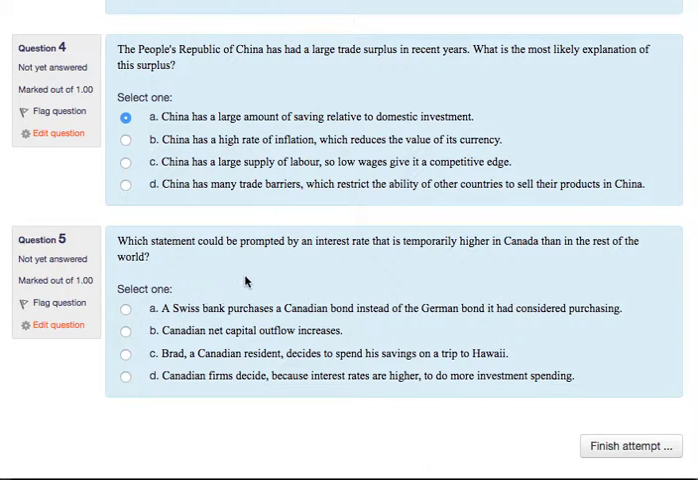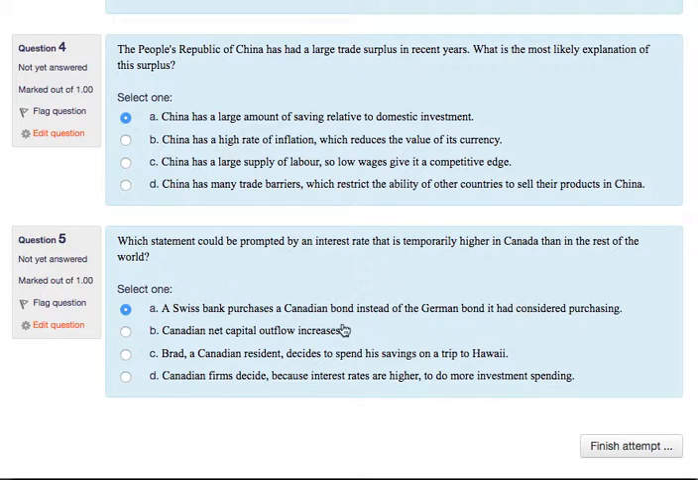Which statement could be prompted by an interest rate that is temporarily higher in Canada than the rest of the world? A Swiss bank purchases a Canadian bond instead of the German bond it had considered purchasing can be true if all of a sudden there's an interest rate that is temporarily higher in Canada than elsewhere. We've talked about the idea that money will flow to this country because of higher returns on some of the goods such as bonds, so money will be flowing in. Canadian net capital outflow would increase.